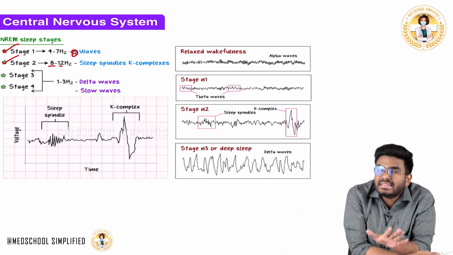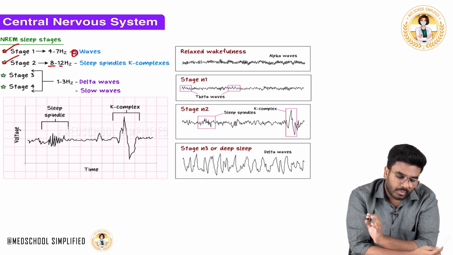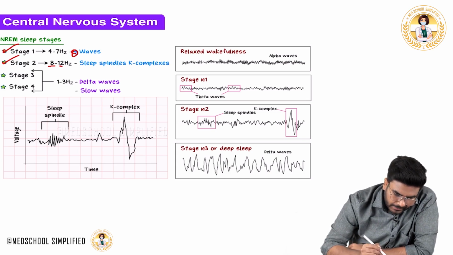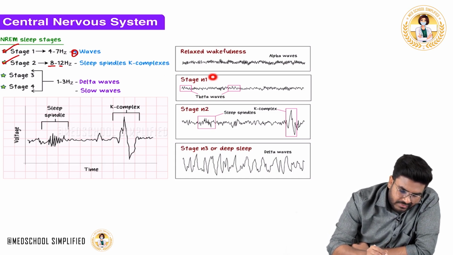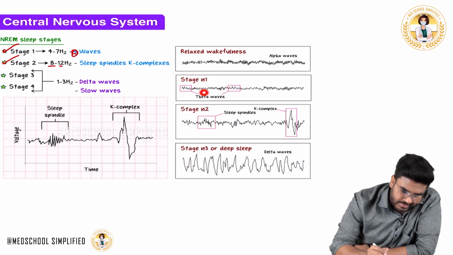Why? Because in these waves, you can see certain important points. Please concentrate here. This is stage 1 NREM. In stage 1 NREM, as we have discussed, theta waves are present, 4 to 7 hertz waves.